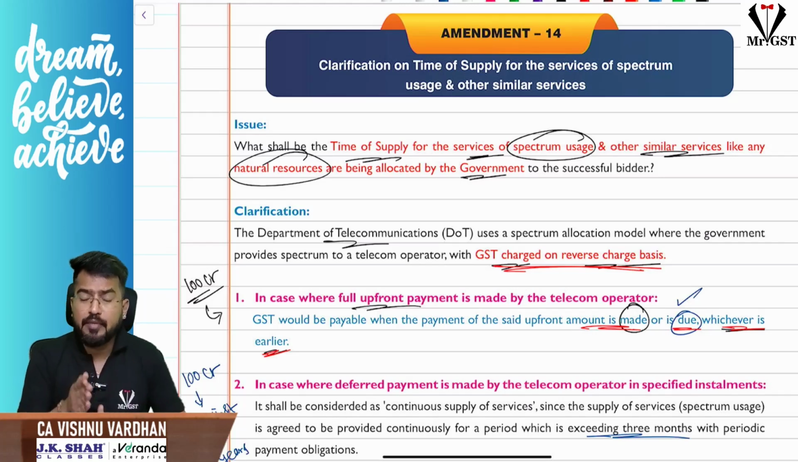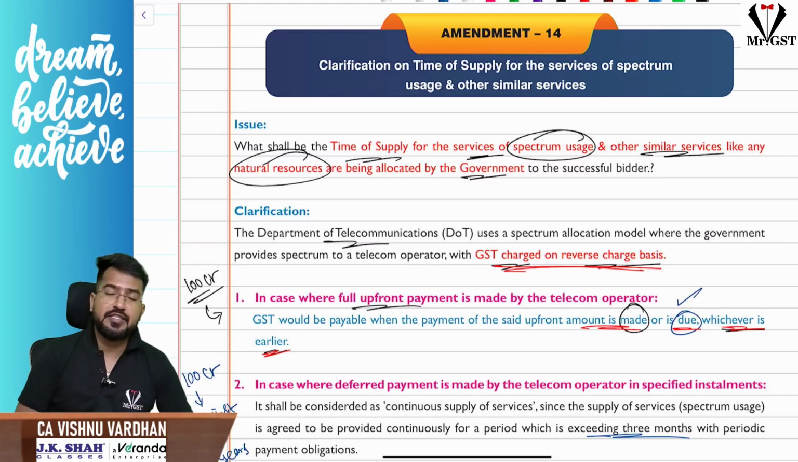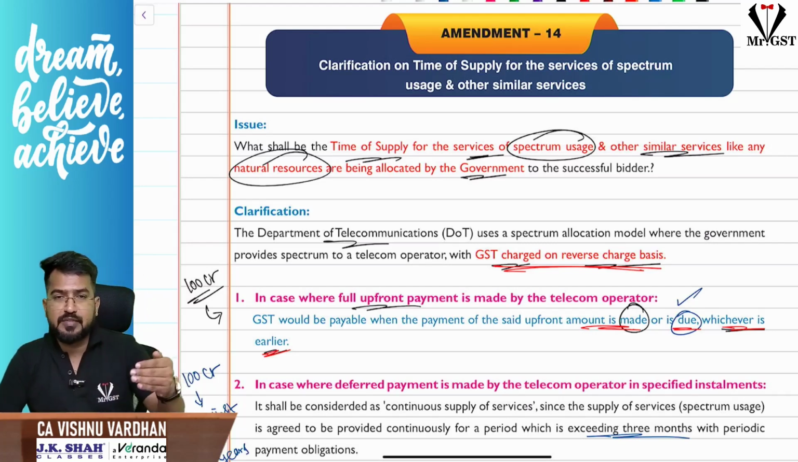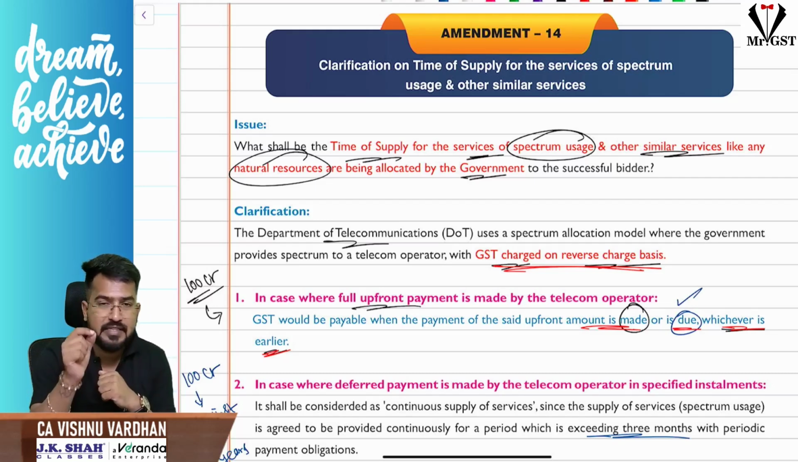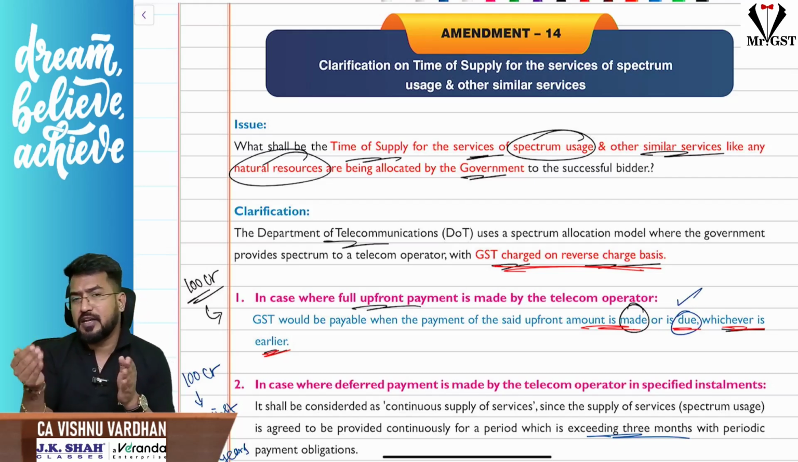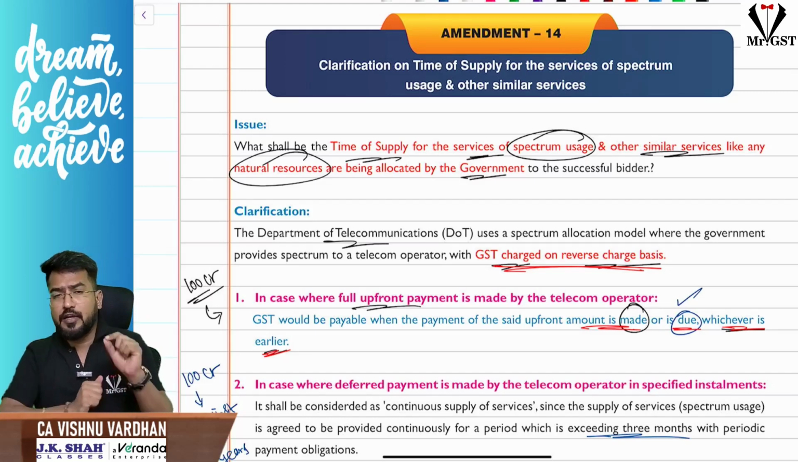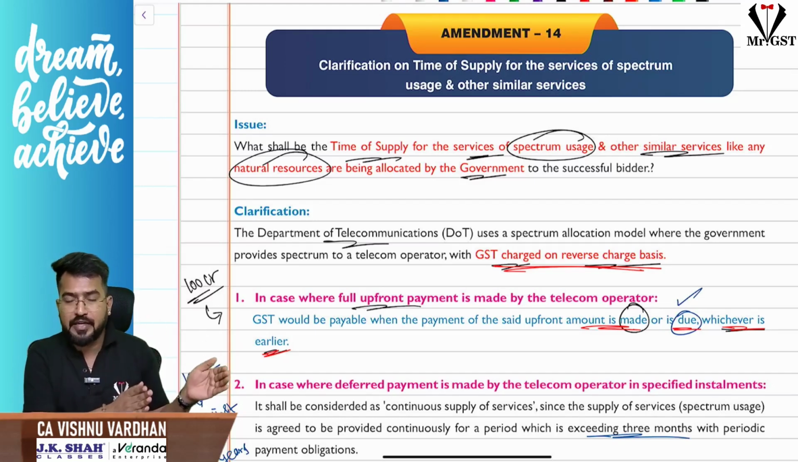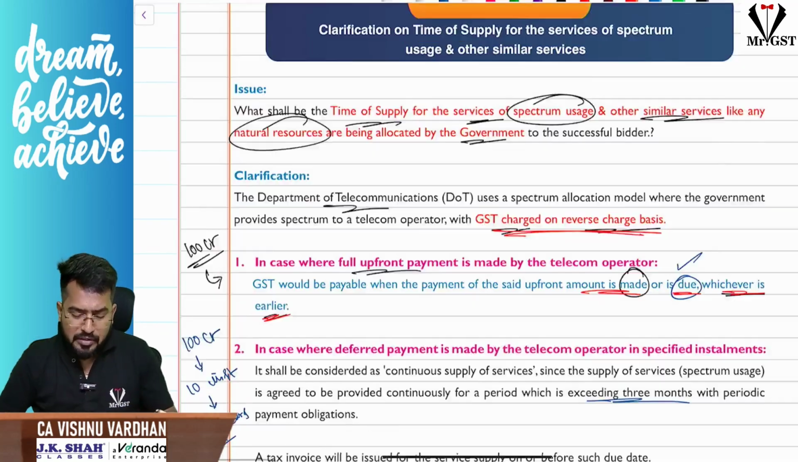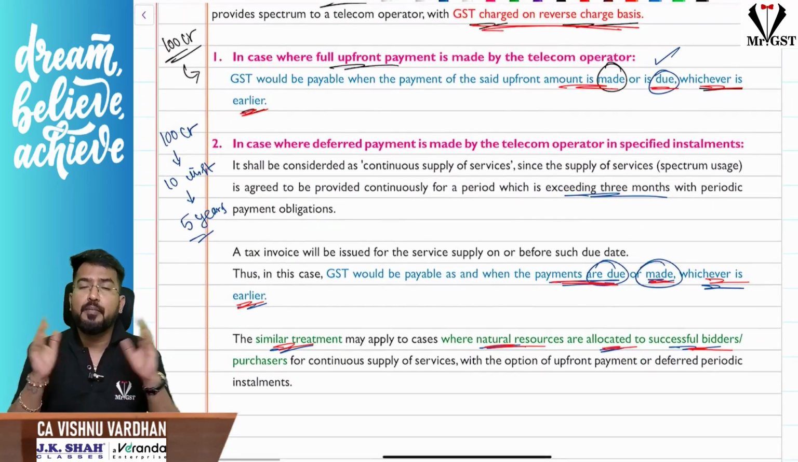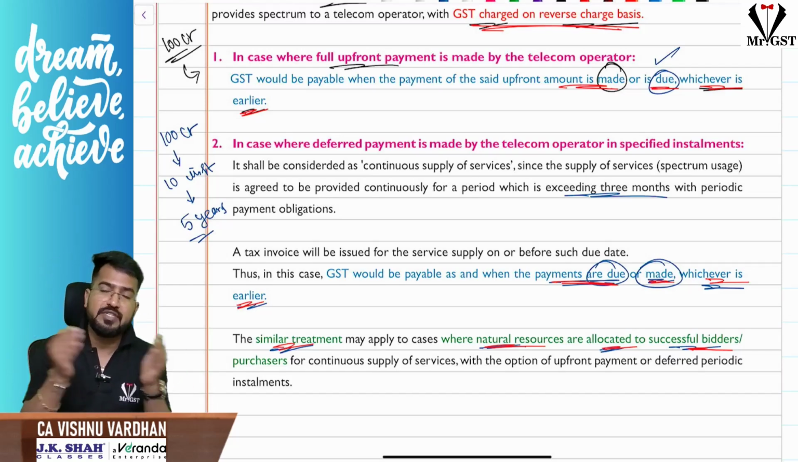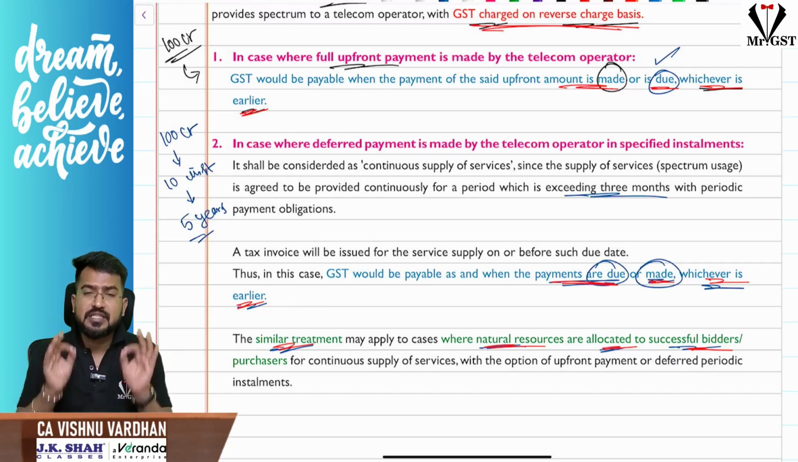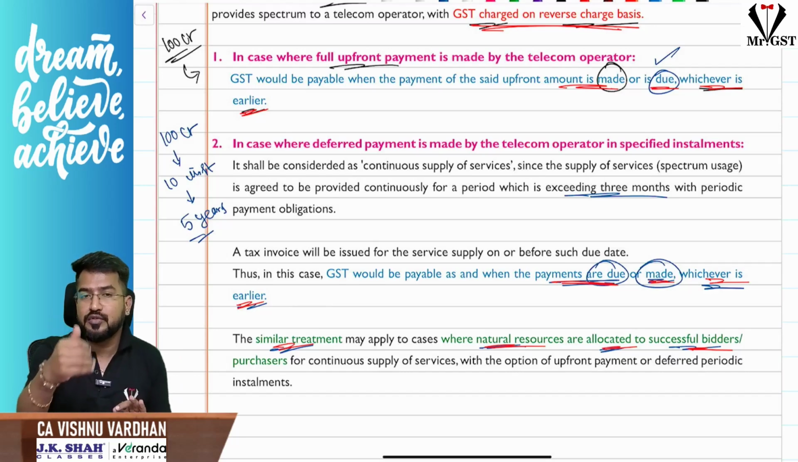Next is the time of supply for allowing telecom companies to use spectrum by the government. What is the taxability or time of supply? These are services provided by government, hence taxed under RCM. Now, telecom companies may pay the spectrum usage charges entirely upfront, or pay in installments. In both cases, please understand the time of supply: it is when the payment is due or made, whichever is earlier. And this clarification is equally applicable for all natural resources allowed by the government to be used by any other person.